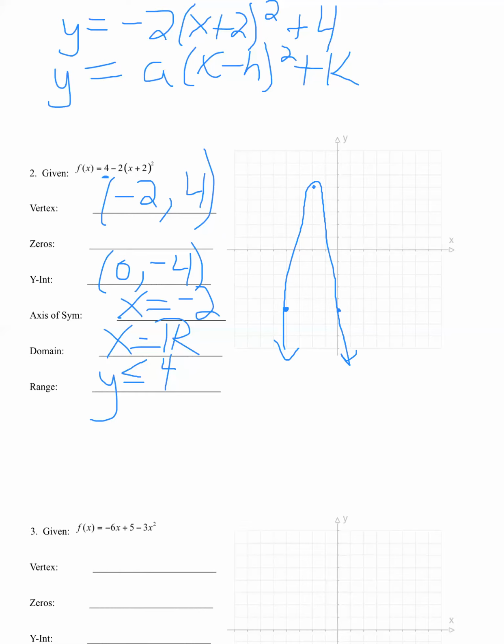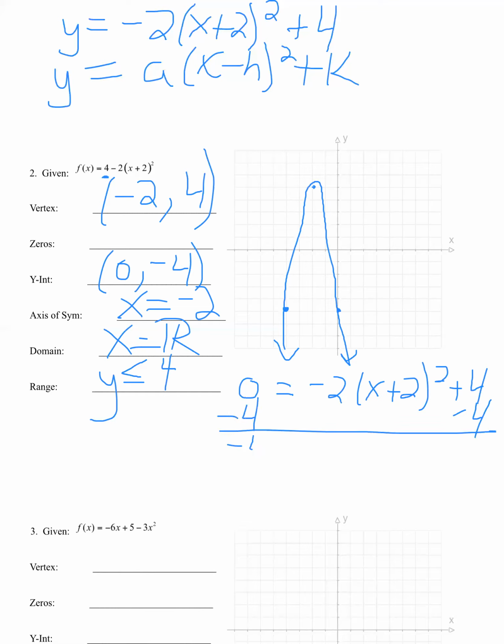So again, let's replace y with 0. And let's plug in what we have, -2 times x plus 2 squared plus 4. Now this one, I can solve this by square rooting. And well, you have a lot of options. You could do all the math and FOIL this out and get it into standard form and then try factoring that way. But that's so much work. You can just get the thing being squared by itself. So let's start by doing that.